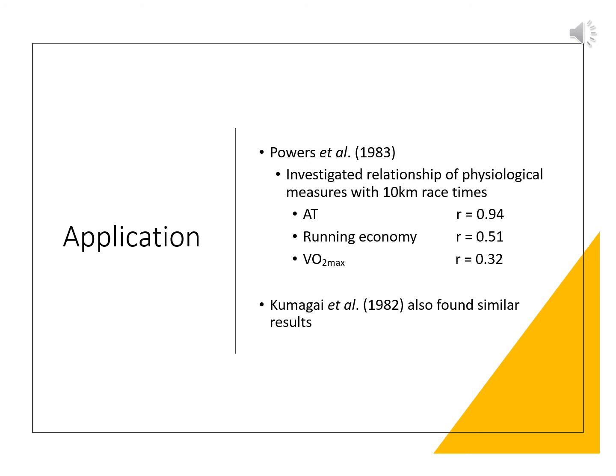They found that when we look at the lactate levels, the r value is about 0.94 in terms of predicting someone's performance in a 10-kilometre race, which is a pretty high level to find. Whereas when you look at someone's running economy and their VO2 max, you can see that those numbers are much lower, which means they're not as effective at predicting someone's 10-kilometre race times as their lactate levels.